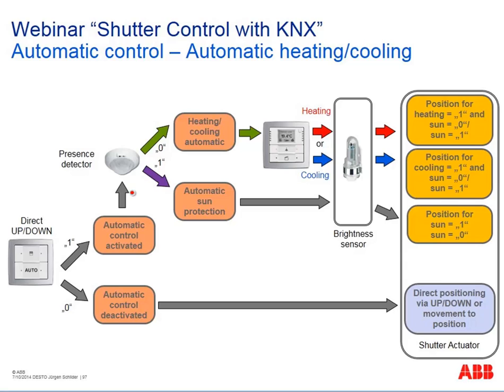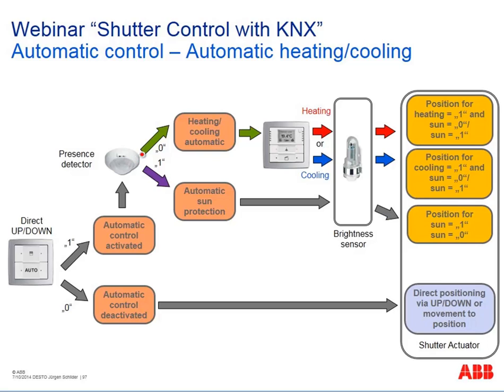So here is the principle again. We have the rocker to activate our automatic control. Then we need a presence detector or maybe a keycard reader or something else, which gives the system the information whether the room is occupied or not occupied. For example, if someone is inside the room, working at his desk, then we still have the principle like before, our automatic sun position. So the shutter actuator drives to the position for sun or for no sun.